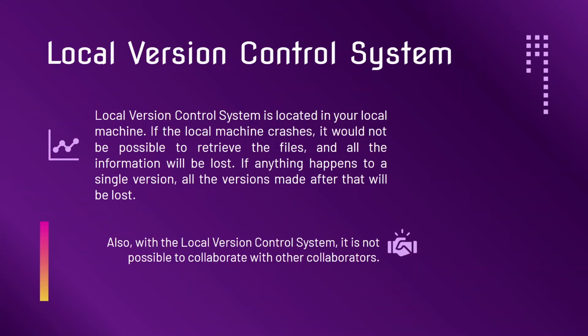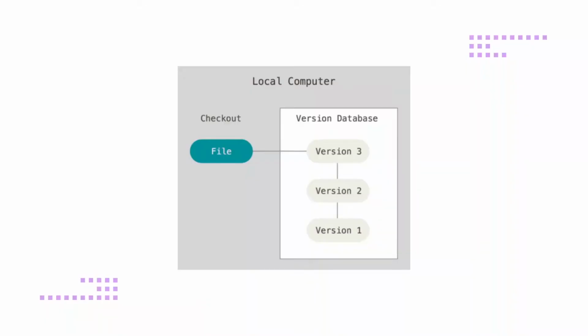Also, you cannot collaborate with your friends. If you are using a local version control system, you are making changes to your local repository, not to a cloud or a server. To work with your friend, you could pack your laptop and deliver it to your friend. Your friend will start working on that project, and after completing the feature, he will return the laptop. In this way you could collaborate, but it is not really possible to collaborate with your friends using a local version control system.